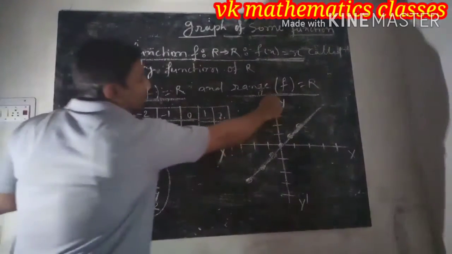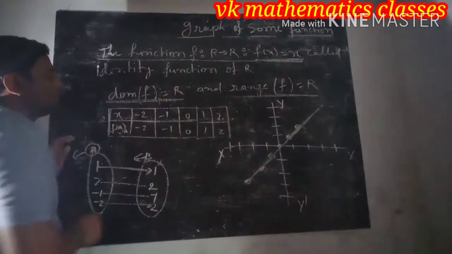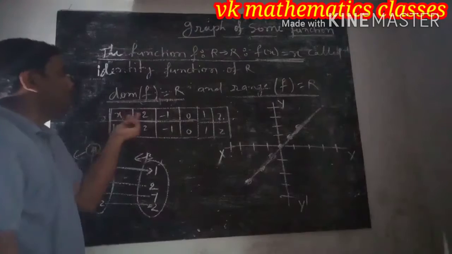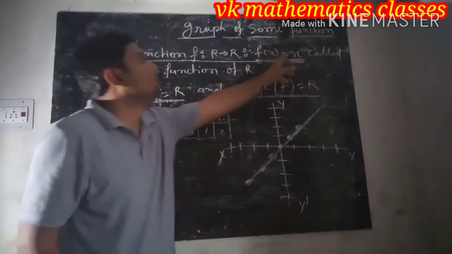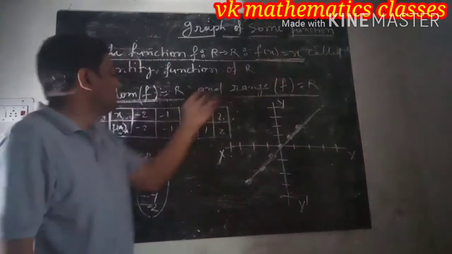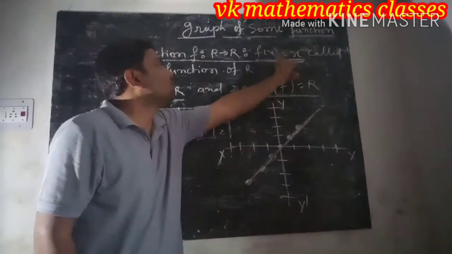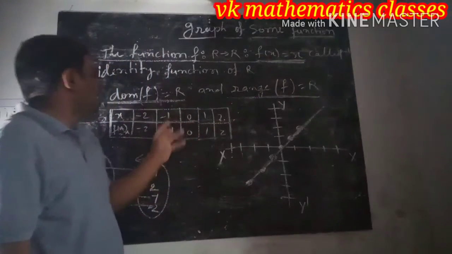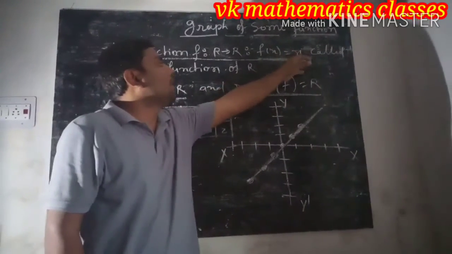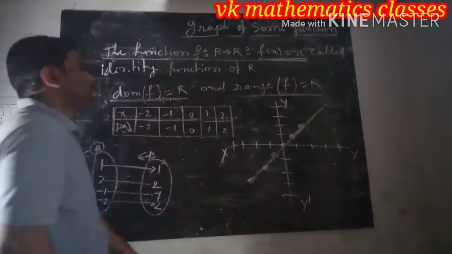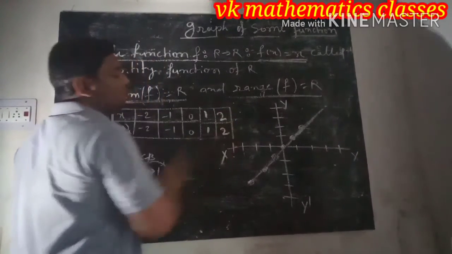So the graph of this function is, look here, x and f(x) equal to x. Putting values of x in this function: if x is equal to minus 2, then f(x) is also minus 2. If x is equal to minus 1, then f(x) is also minus 1. If x is equal to 0, then f(x) is also 0. For 1, it is 1, and for 2, it is also 2.